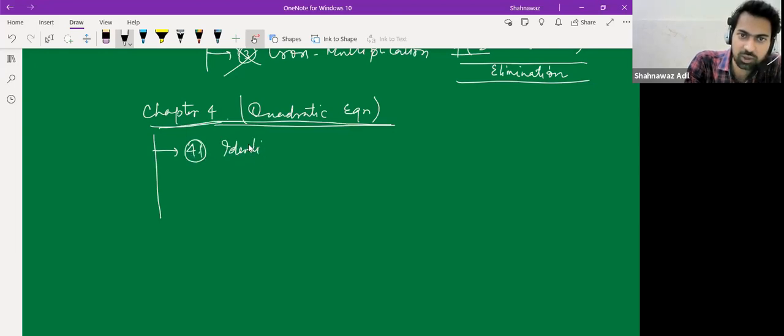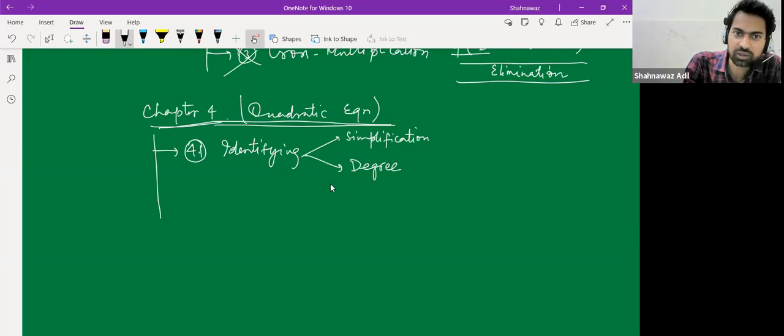Yeah. So in chapter 4, in the first exercise, we learned about identifying the quadratic equation, right? And this identification was done by two steps. One was simplification, the other one was the degree, right? So this was about the first exercise.